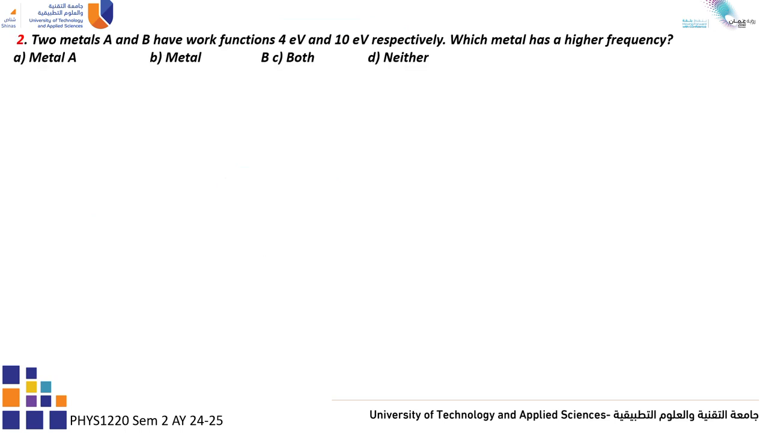Now question number 2: two metals A and B have the work function 4 electron volt, this is the work function of the metal A, and 10 electron volt, this is the work function of the metal B, respectively. Which metal has the higher frequency? So the question is asking, which metal has a higher frequency?